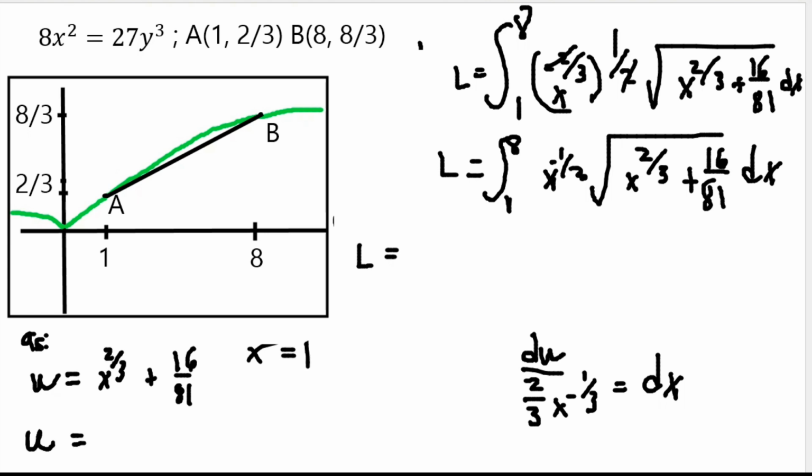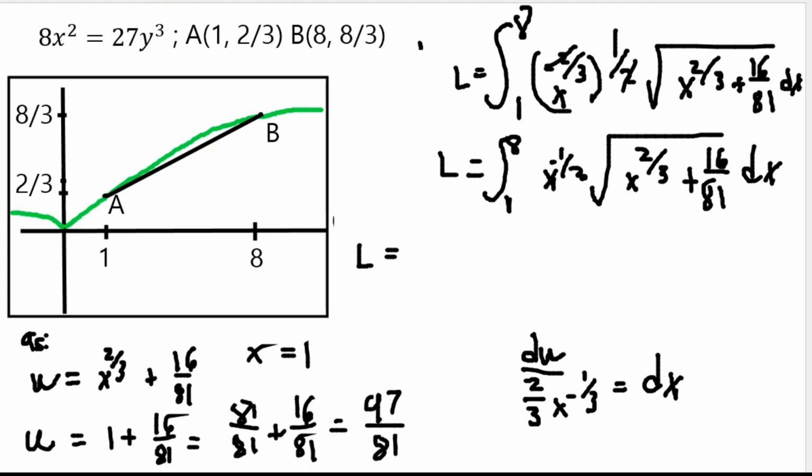Let's use x equals 1 first. We're just going to replace those limits. So we got 1 here, because 1 raised to the second power is 1, and the cube root of 1 is just 1. So the 1 becomes 81 over 81 plus 16 over 81. Then this is just going to become 97 over 81. So this is the new value of 1, which is 97 over 81.